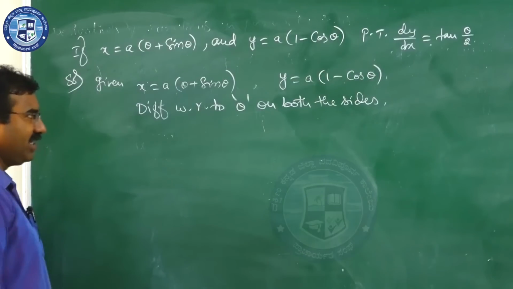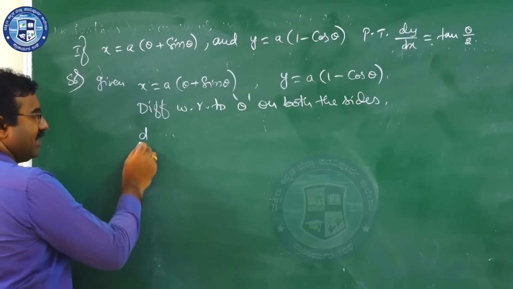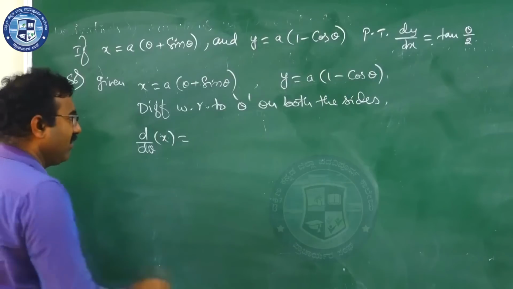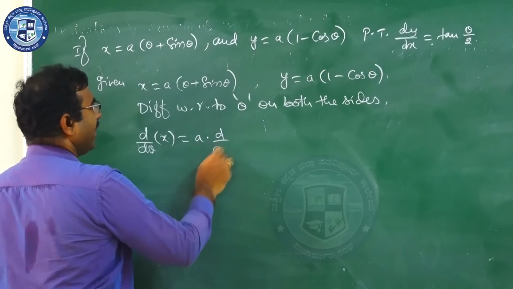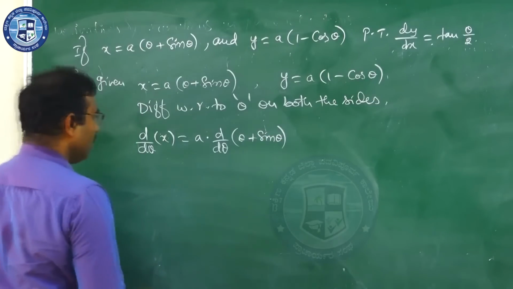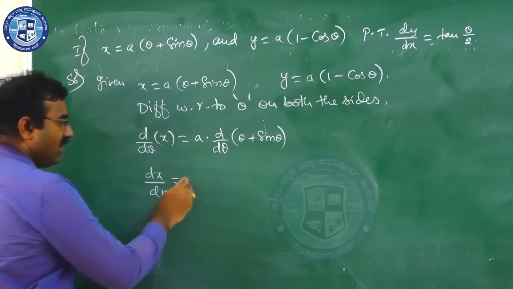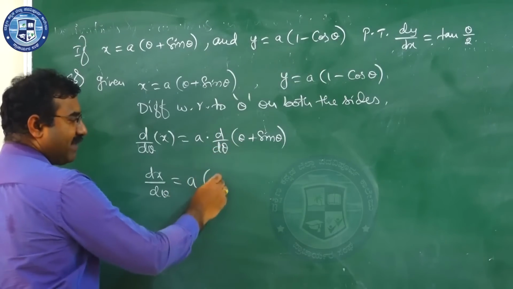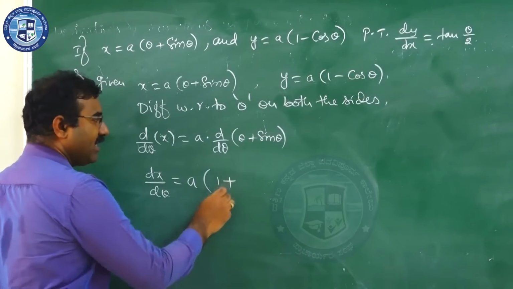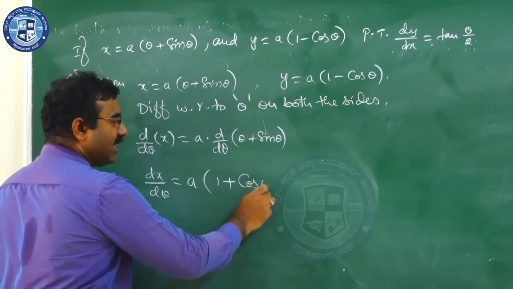Okay. So, when you differentiate with respect to theta on both the sides, d by d theta of x is equal to, A is a fixed value, A into d by d theta of theta plus sin theta. Okay. So, dx by d theta is equal to A into differentiation of theta with respect to theta is 1. It's just like d by dx of x is 1, plus d by d theta of sin theta. So, d by d theta of sin theta is cos theta.